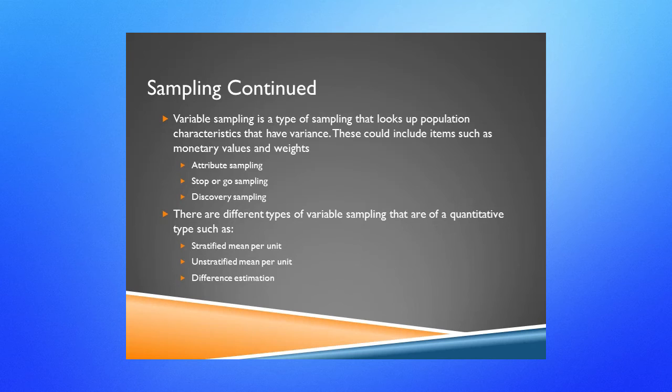Another type of sampling is called variable sampling. It's a type of sampling that looks at population characteristics that have variance. And these could include items that are monetary values or weights, attributes as an example. One of them, in fact, is attribute sampling, which is the occurrence or the rate that a certain attribute does exist. So you might want to look at a computer access form and look for the attribute of a signature being at the bottom of each one of those authorization forms. And so that's the attribute you're looking at of the sample, the forms.